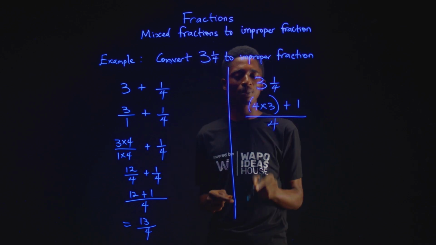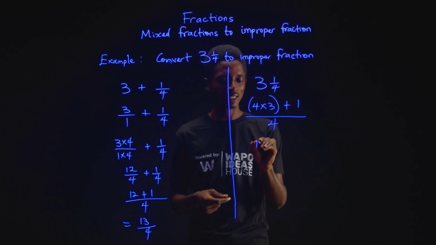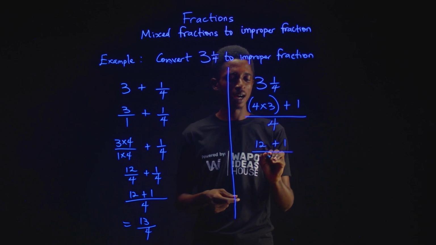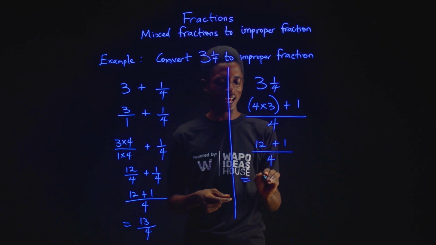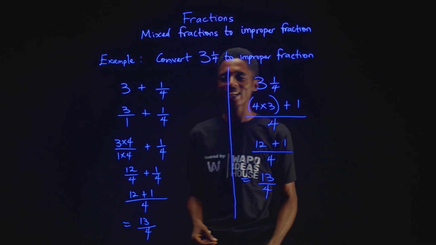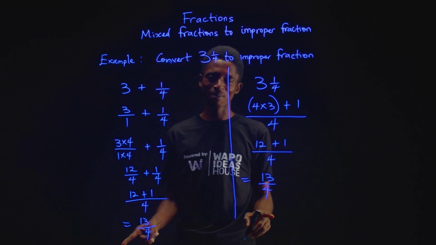Now what is 4 multiplied by 3? You get 12 plus 1 over 4. And then our final answer is 13 over 4. Once again, we have arrived at the same answer.